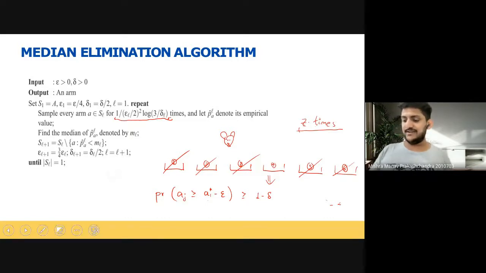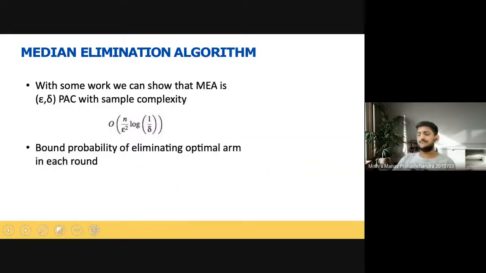So if this is fine, we'll move ahead. So what we see is, with some proofs and calculations, what we are able to show is that the median elimination algorithm is an epsilon-delta PAC algorithm with this sample complexity. Okay, so this is the upper bound on the number of samples that I need to draw in order to achieve this PAC optimality.